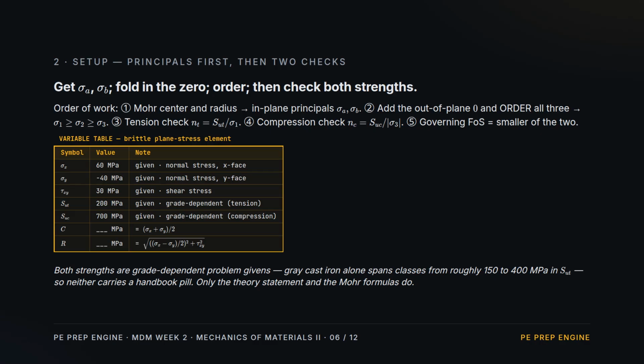First, Mohr gives the 2 in-plane principals. Second, add the out-of-plane 0 and order all 3. Third and fourth, run the tension check against the tensile strength and the compression check against the compressive strength. Fifth, the smaller factor governs. The table holds the 3 stresses and the 2 strengths. The center and radius are the only computations before the checks.